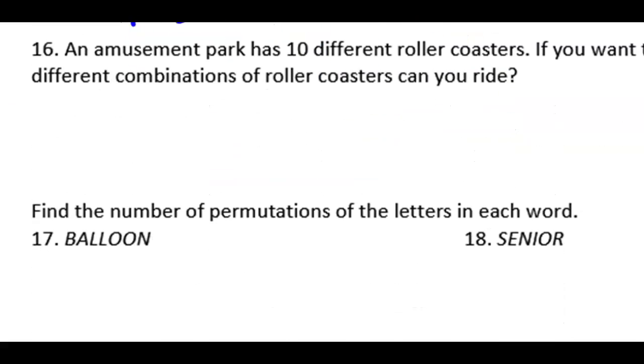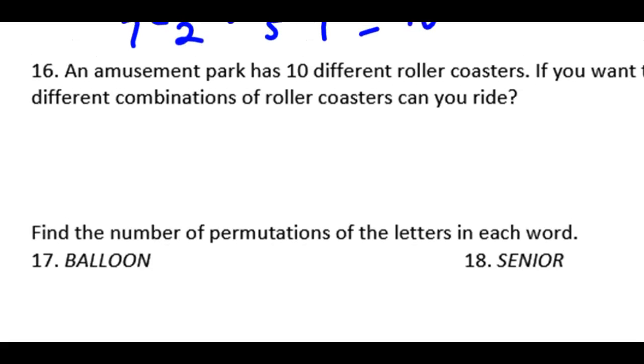All right, 16. An amusement park has 10 different roller coasters. If you want to ride no less than 7 roller coasters, how many different combinations of roller coasters can you ride? So it's 10 coasters, so of course 10 choose 7, and then plus. Oh, and by the way, no less than 7 means I can ride 7, or 8, or 9, or 10, because the minimum I'm going to ride is 7.